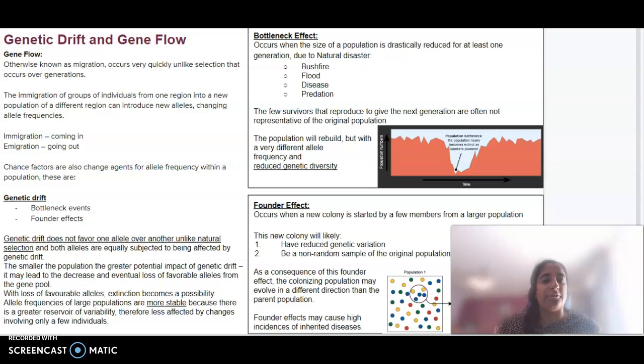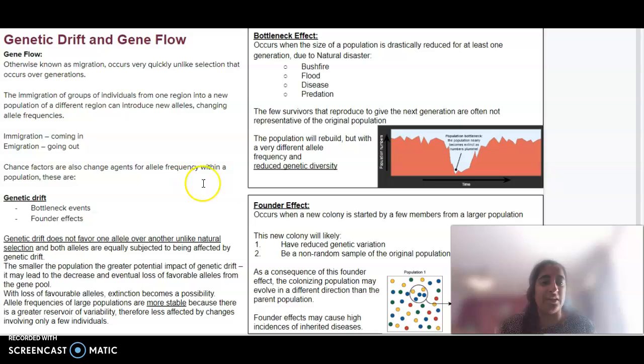So looking into bottleneck effect, it basically occurs when the size of the population is going to be drastically reduced, okay? And it could be due mostly to maybe a natural disaster. So something like a bushfire, a flood, predation, a disease. It's where there might be a few survivors that are left over. And those few survivors that are left, they're the ones that are giving rise to that next generation. So that new population might not actually be an accurate representation of that original population. The population will rebuild, okay, but it's going to have potentially a very different allele frequency compared to the original population, and therefore reduce genetic diversity as well.